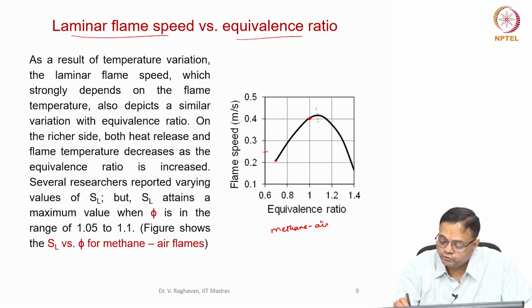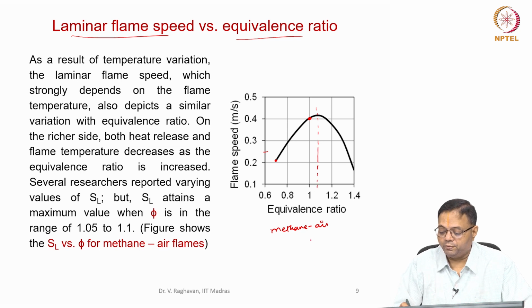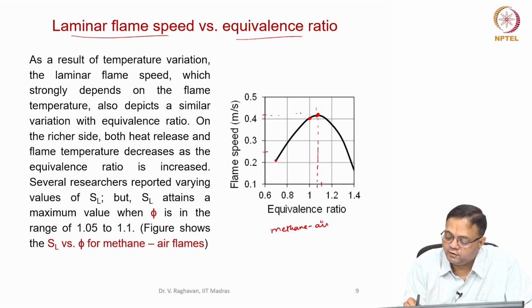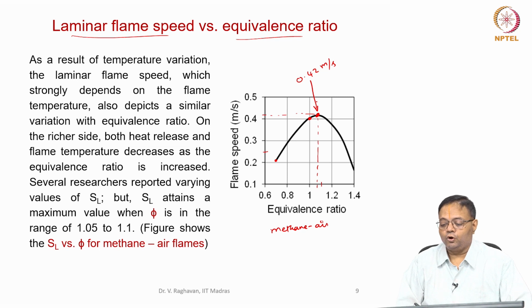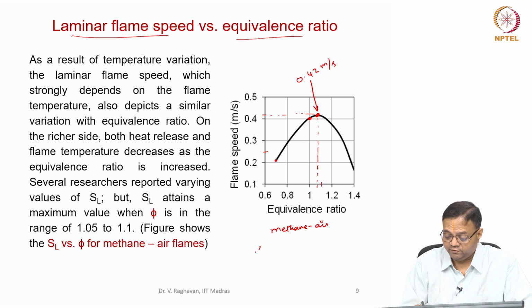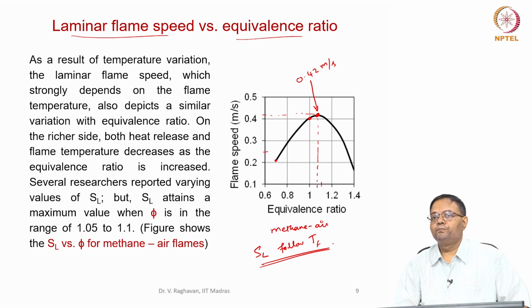It actually follows the temperature variation. Temperature variation produces a maximum at a slightly rich condition, about 1.05. Here also you can see that around that value the maximum is attained, about 0.42 meter per second. Why is this? Because SL follows TF. Primarily it is dependent on TF.